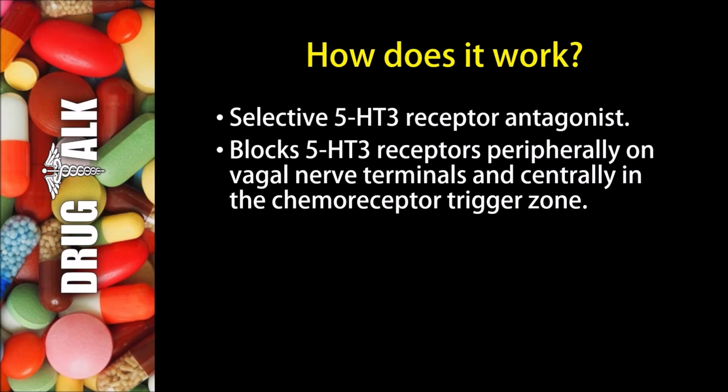So how does Ondansetron work? Well, Ondansetron is a selective 5-HT3 receptor antagonist. It blocks 5-HT3 receptors peripherally on the vagal nerve terminals and centrally in the chemoreceptor trigger zone.